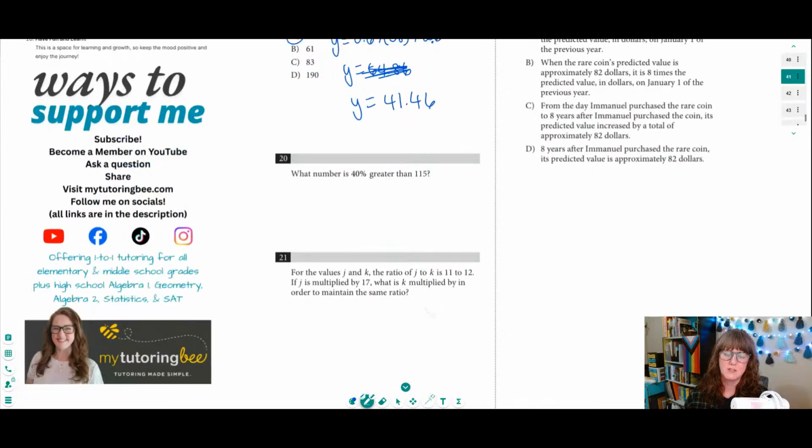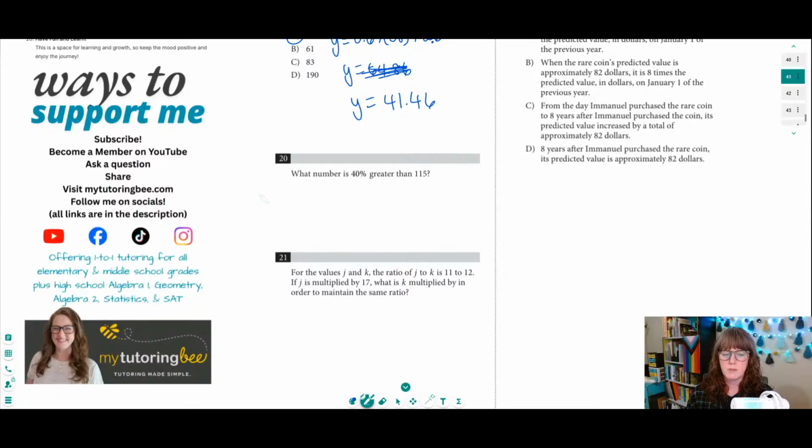All right, let's go on down to 20. What number is 40% greater than 115? Percentage is an area that a lot of my students that I work with really struggle with. But I always teach this method. It's kind of foolproof, and no matter which pieces of the puzzle they give us, you can substitute the numbers into these spots, and then you don't have to do as much guesswork if you have to multiply or divide.